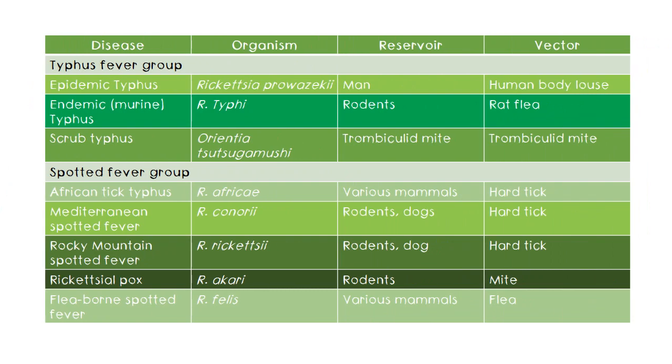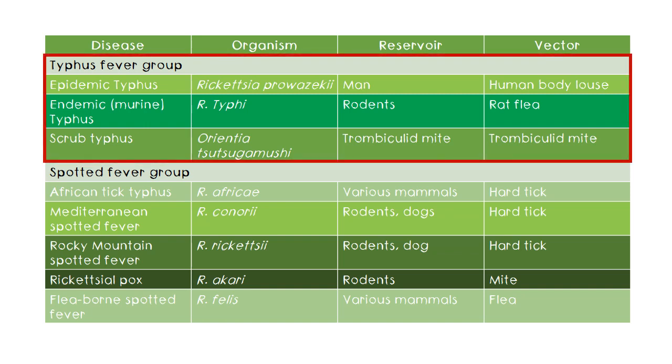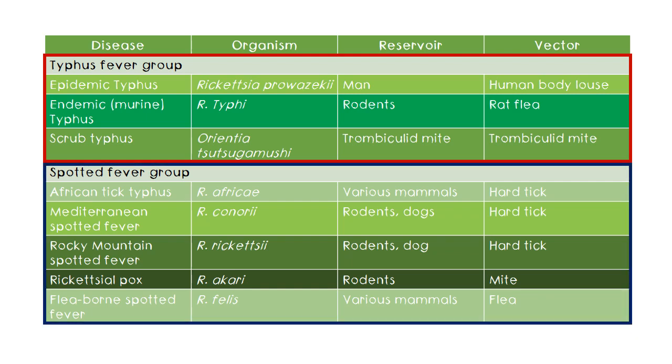Here, you can see a table with all the types of typhus fever, the causative organism, host, and their vectors. There are two main groups of typhus fever. The first group is the typhus fever group, which includes epidemic typhus, murine typhus, and scrub typhus. The spotted fever group has African tick typhus, Mediterranean spotted fever, Rocky Mountain spotted fever, rickettsial pox, and flea-borne spotted fever. The most common group is the typhus fever group, and as you can see, the relevant organisms are Rickettsia prowazekii, Rickettsia typhi, and Orientia tsutsugamushi. These are transmitted by the various vectors demonstrated here.